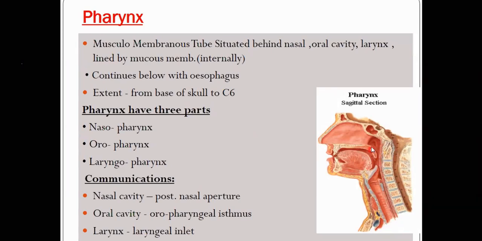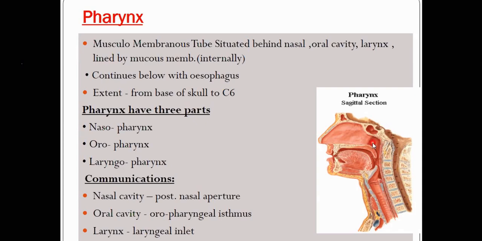So what is it? It is a musculo and mucous membrane tube. Continuing below, this is the esophagus. Can you see this small tube? This continues down, and it extends from the base of the skull up to the 6th cervical vertebra. This is the extension of the pharynx.